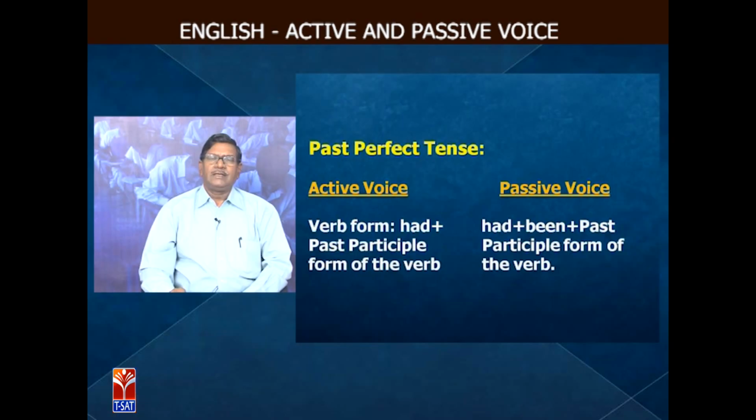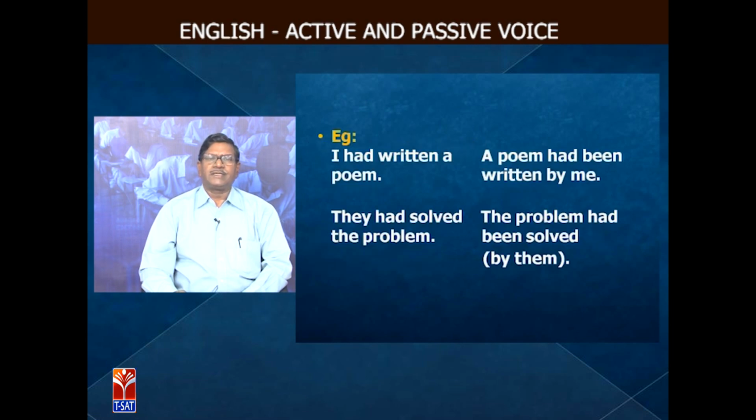Now, sentences in past perfect. In the past perfect tense, in the active voice, the verb form is had and the past participle form of the verb. I had written a poem.